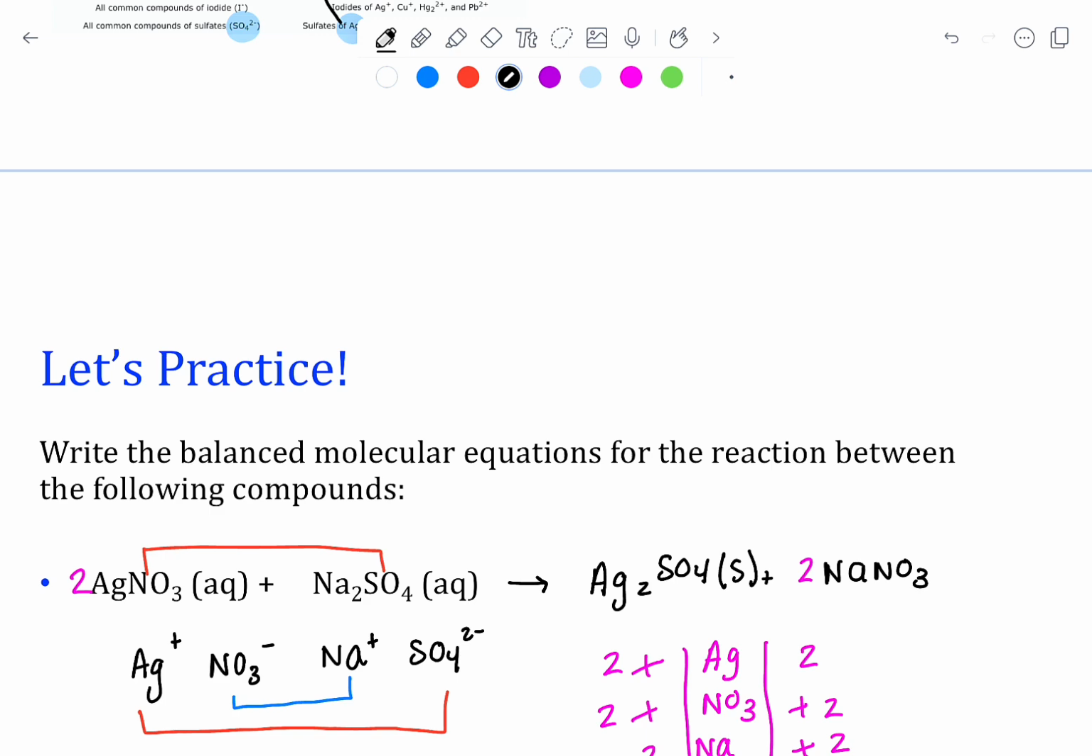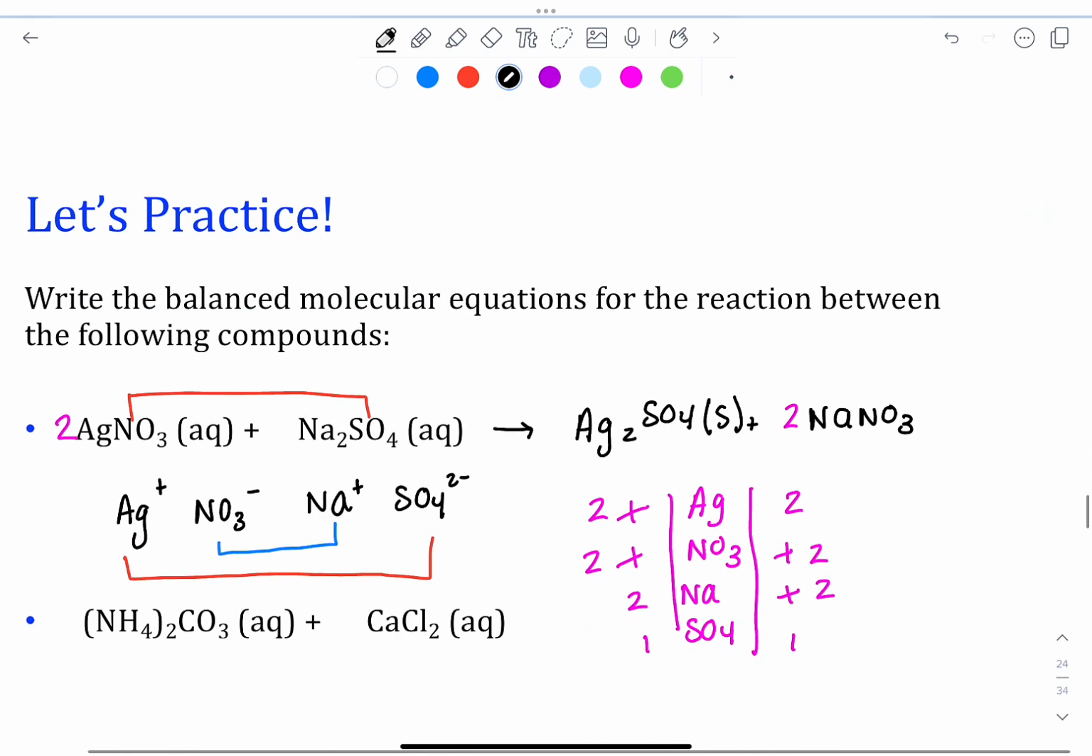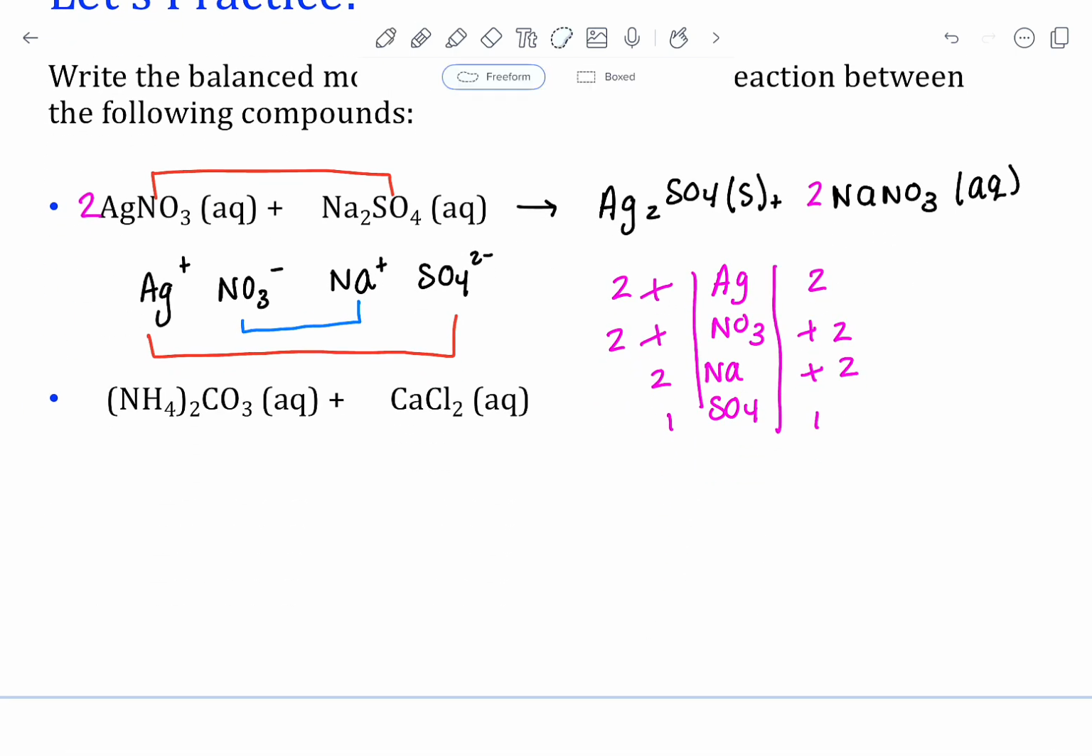And then we have NaNO3, which was our example before. NO3 and Na are both water soluble, so that's going to be AQ. So our precipitate in this reaction is going to be silver sulfate. Okay, let's try the next one.